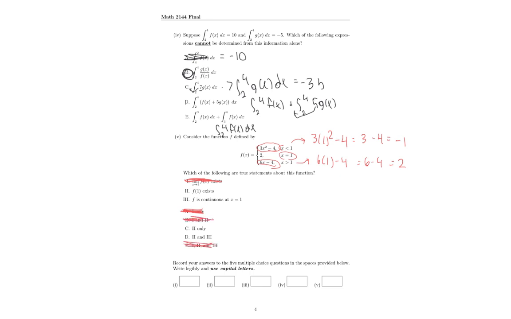So now we're between 2 and 3. Well, for 2, f of 1 exists. When x equals 1, it's 2, so that definitely exists, because you can plug in 1 and you'll get something out, so that works. Unfortunately, that doesn't rule out any of the remaining 2.